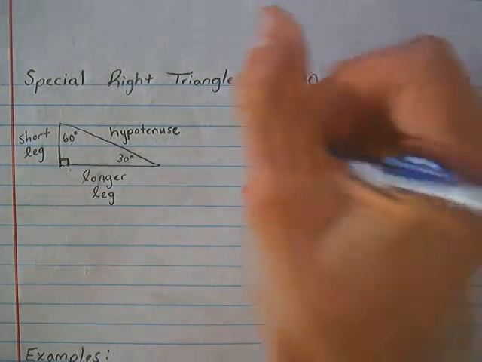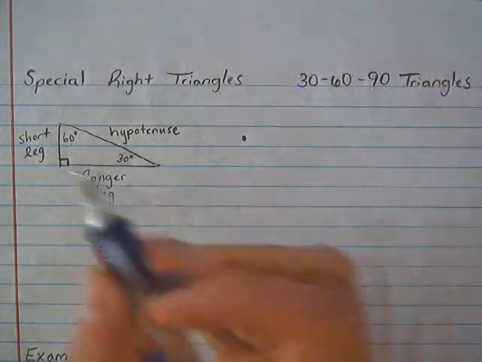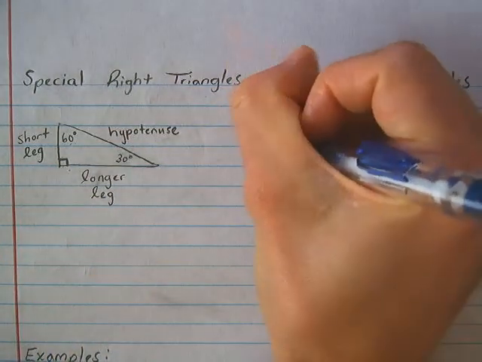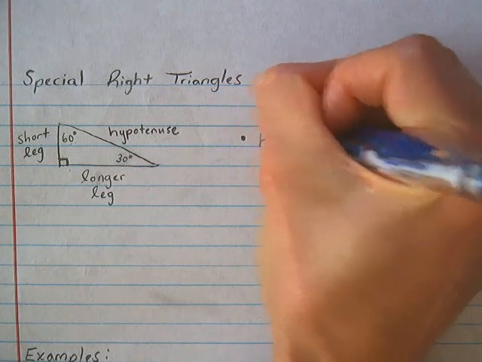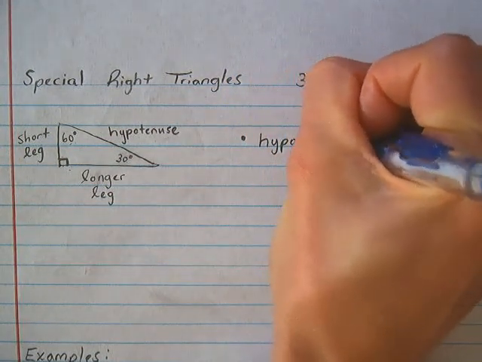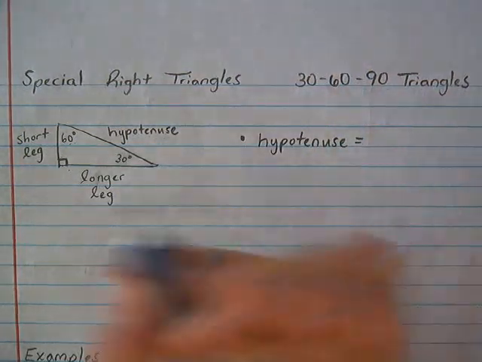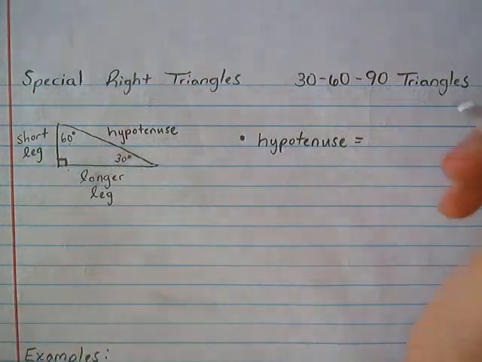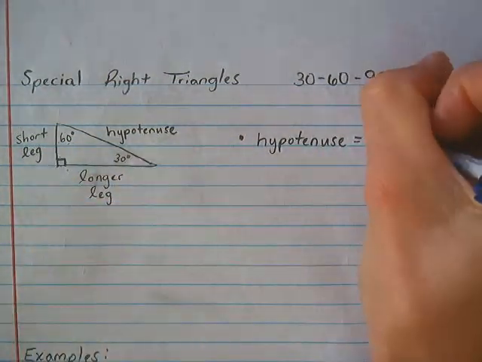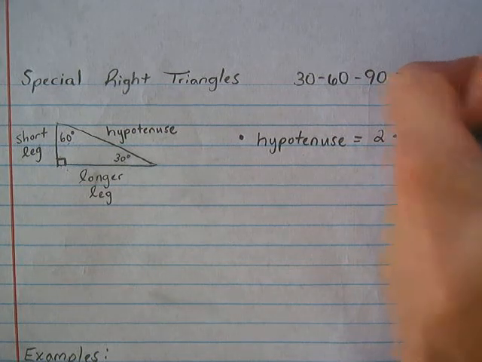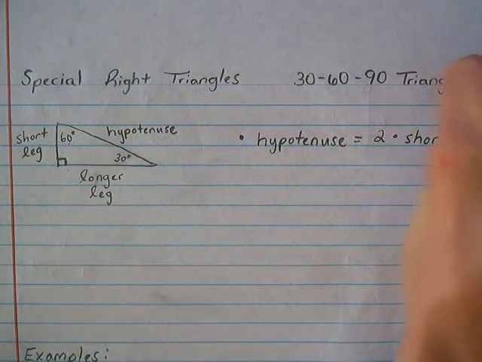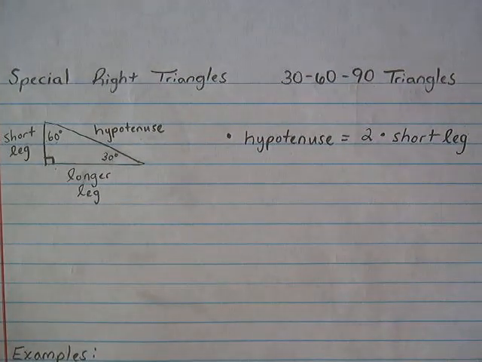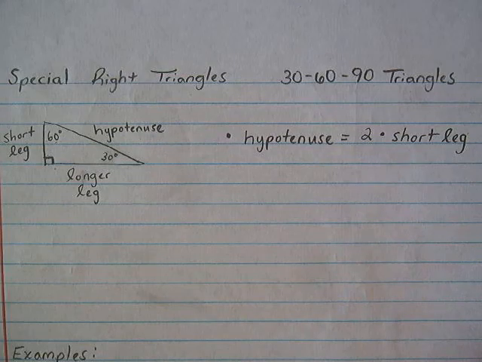The first thing you have to know about how these sides relate to each other is that the length of the hypotenuse is equal to the length of the short leg times 2. If you know the length of this side, all you have to do is take 2 times that length, and you will know the hypotenuse. So the hypotenuse is equal to 2 times the short leg.